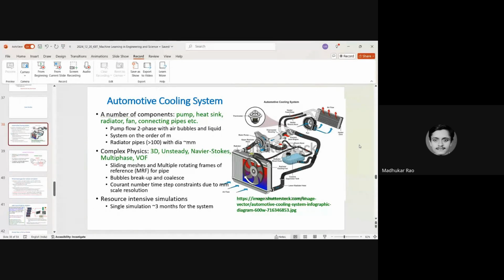And a typical simulation was taking a long time on a cluster of computers. It was taking a couple of months. So that was too slow, and that was a showstopper for them. So they wanted to see whether they could speed it up by some mechanism. So they approached me. So we came up with the idea of replacing some of the components with machine learning models and then embedding it into CFD.